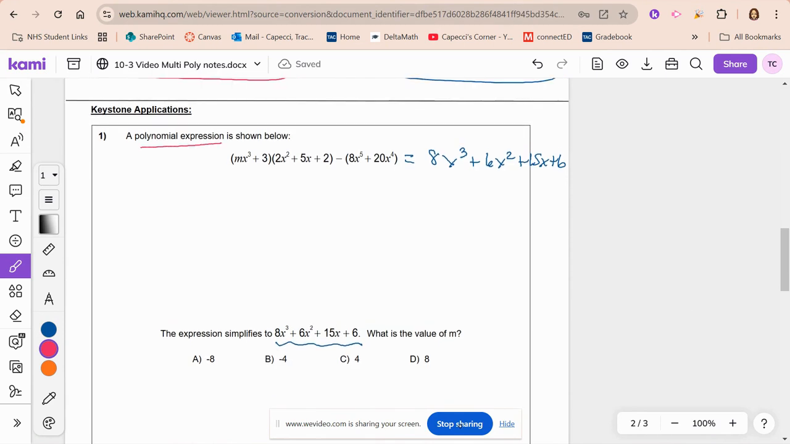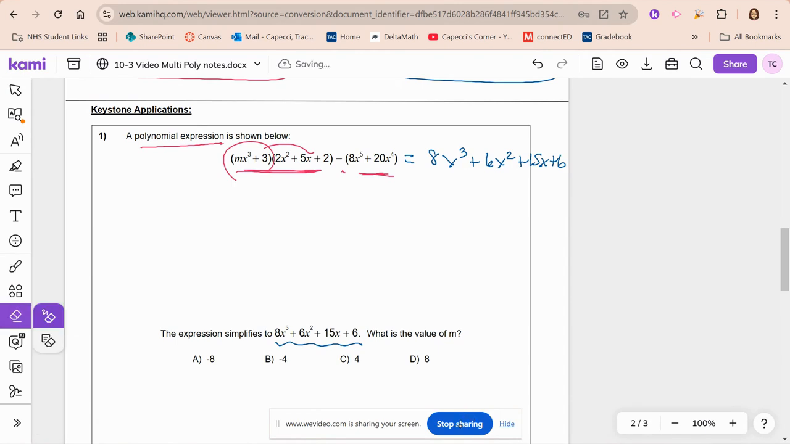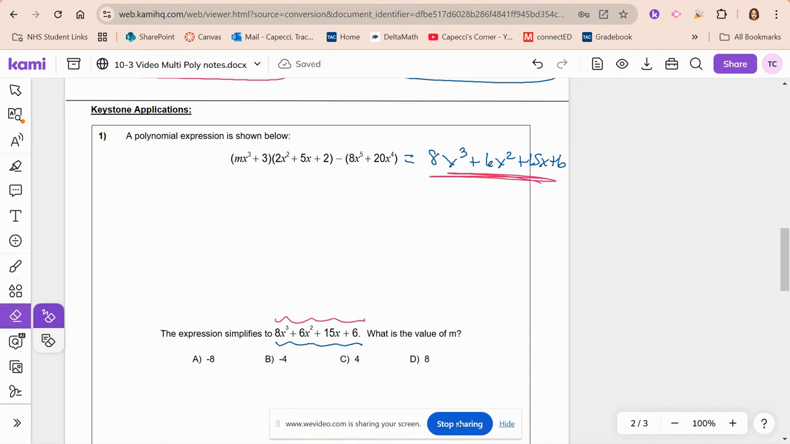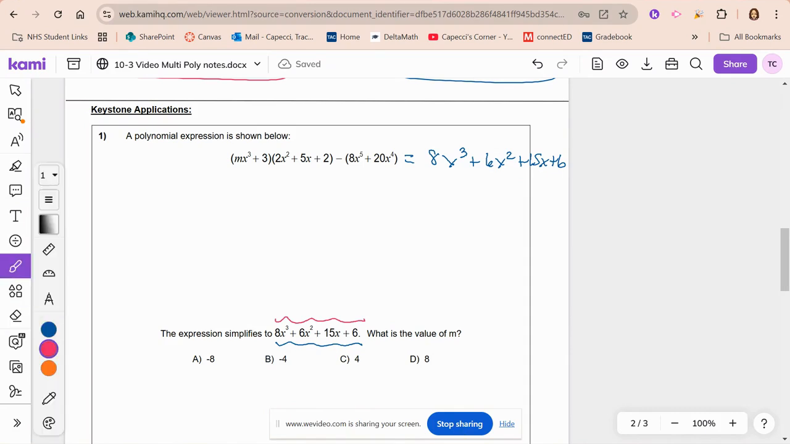It says a polynomial expression is shown below. So it's this minus that, right? We would have to multiply that, distribute that through. I'm just kind of getting my sense of what's going on. And that says the expression simplifies to this right here. Okay, so I just rewrote that over there just for time. So what it's saying here is basically if I multiply this through and then I subtract that, I'm going to get all of this. Okay, so what it's asking for, my question, again, what are they asking? What's the value of m? So my m is right here.